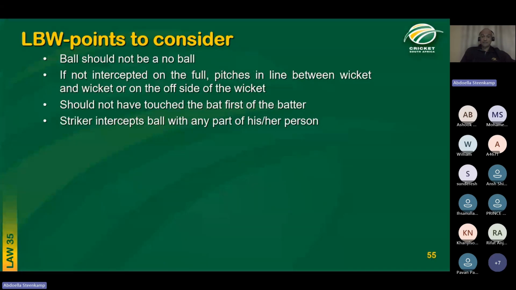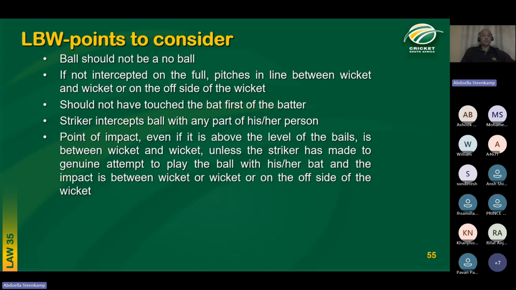Ball can be intercepted on any part of the striker's person. Yes, I know they call it LBW, leg before wicket. And yes, I would say 98% of the time it is the leg that is before the wicket, but for any part of the person, the ball can hit the tummy or chest or shoulder, and you can still consider an LBW appeal. Next is the point of impact. And even if the point of impact is above the level of the bails, the law wants the point of impact to be between wicket and wicket.